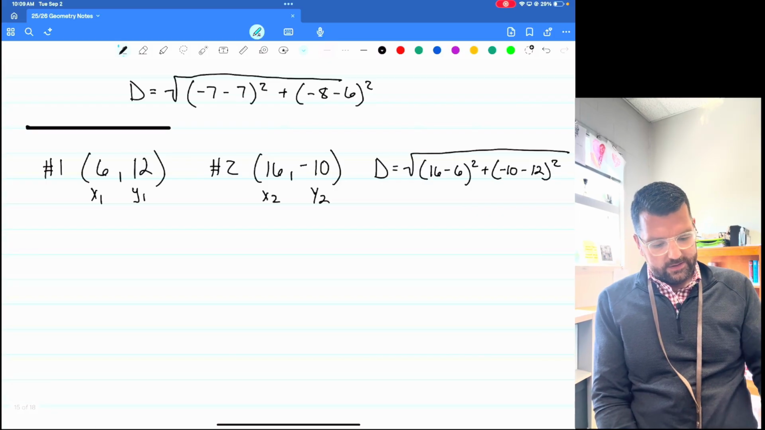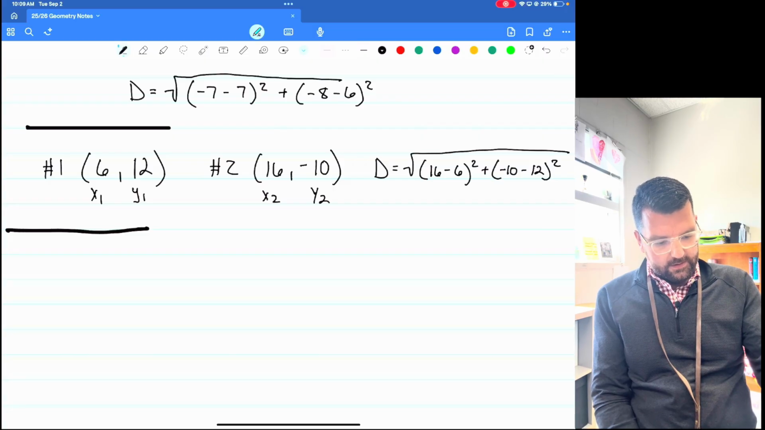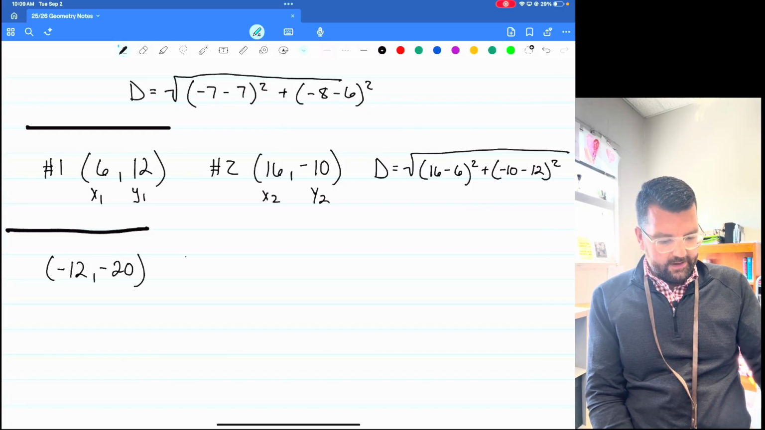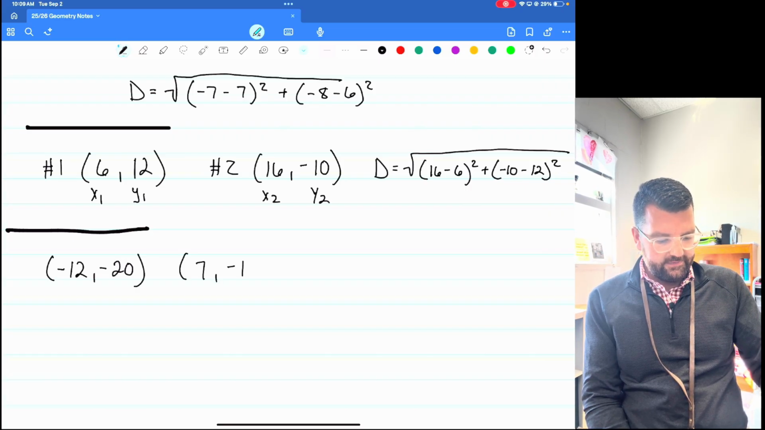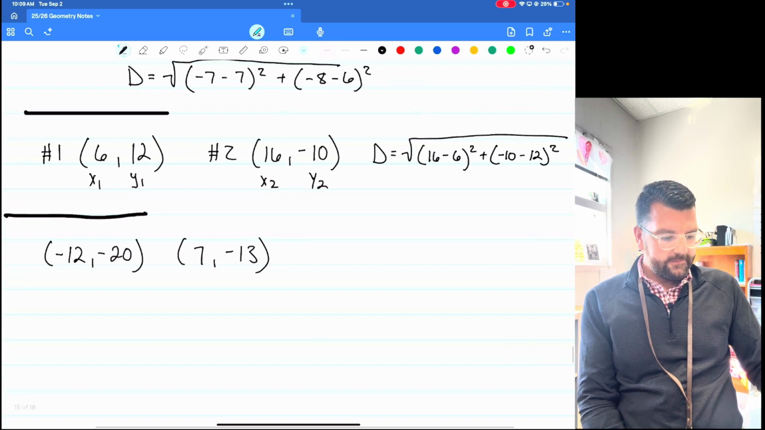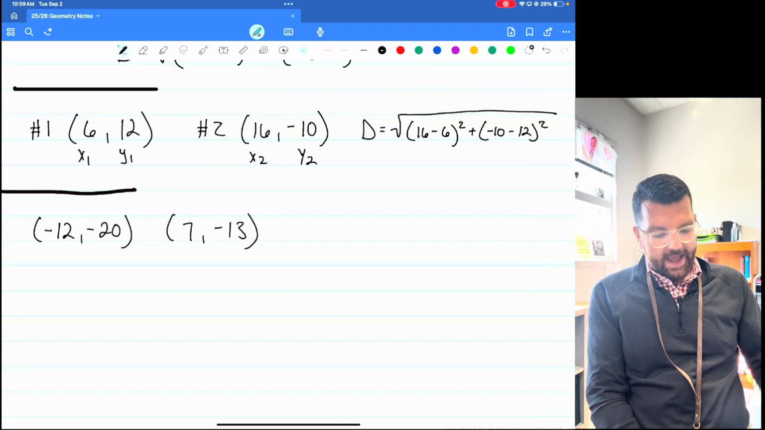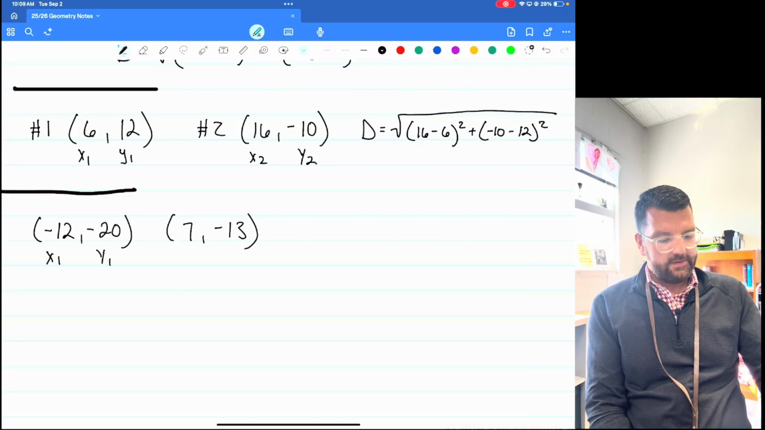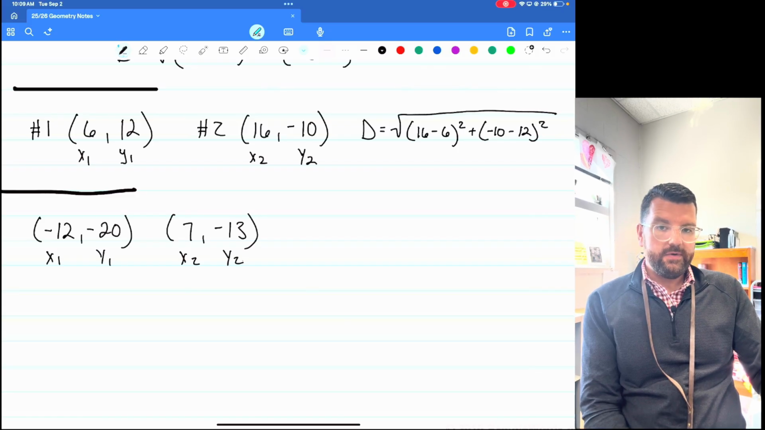I'm going to do one more with you. I'm going to say negative 12, negative 20. And let's do 7, negative 13. Okay? Very similar to what we've already been doing. My x1 value is negative 12. My y1 value is negative 20. My x2 value is 7. And my y2 value is negative 13.